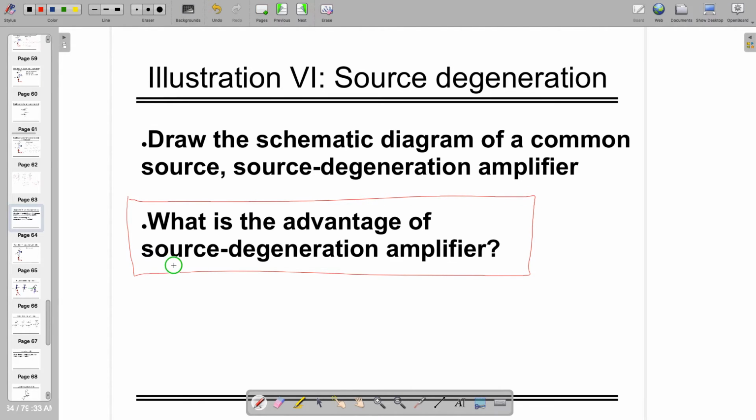Just for completeness, what is the advantage of the source degeneration amplifier, or even emitter degeneration amplifier? What is the advantage? Somebody give the correct answer. Yeah, Gaurav. Gives better linearity. Right? If you look at the final equation, then drain current is linearly varying with gate to source potential. There is no exponential term, there is no process dependency or temperature dependency.